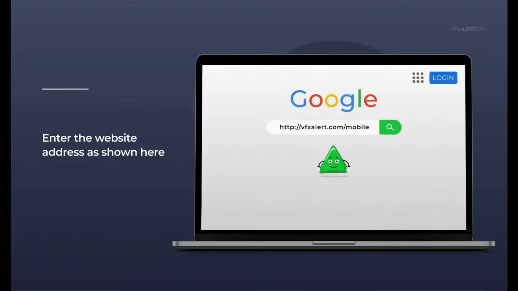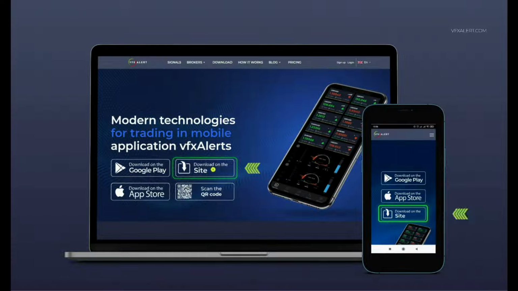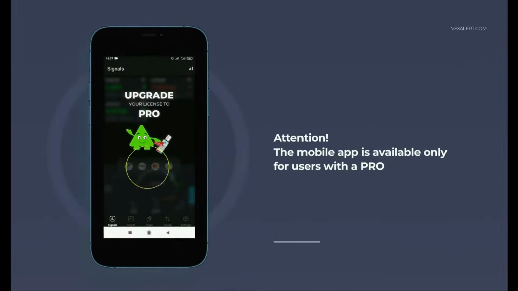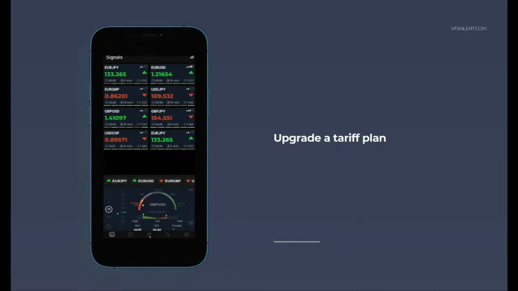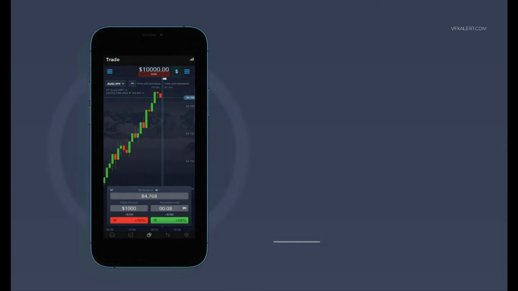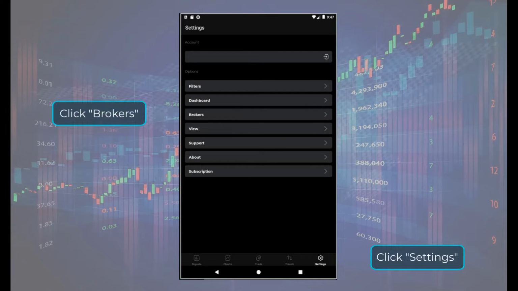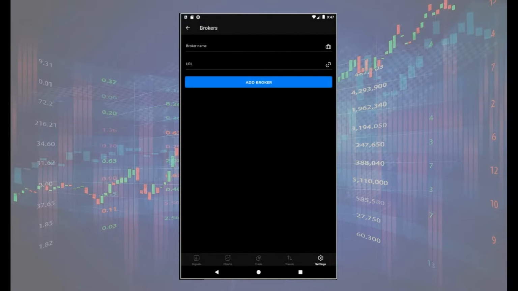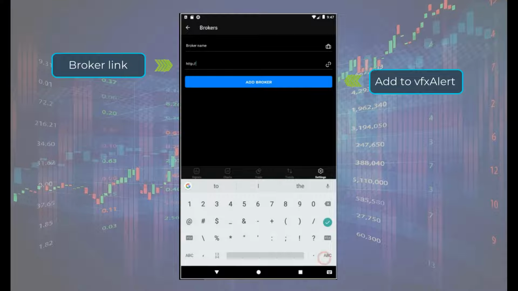To start trading, install the vfxAlert mobile version for Android or iOS from the website. Then we select the Pro version of the signals. We recommend starting with the standard package. All program features are available immediately after payment. vfxAlert allows you to trade as you like. Just add your broker to the program and continue to get profit.